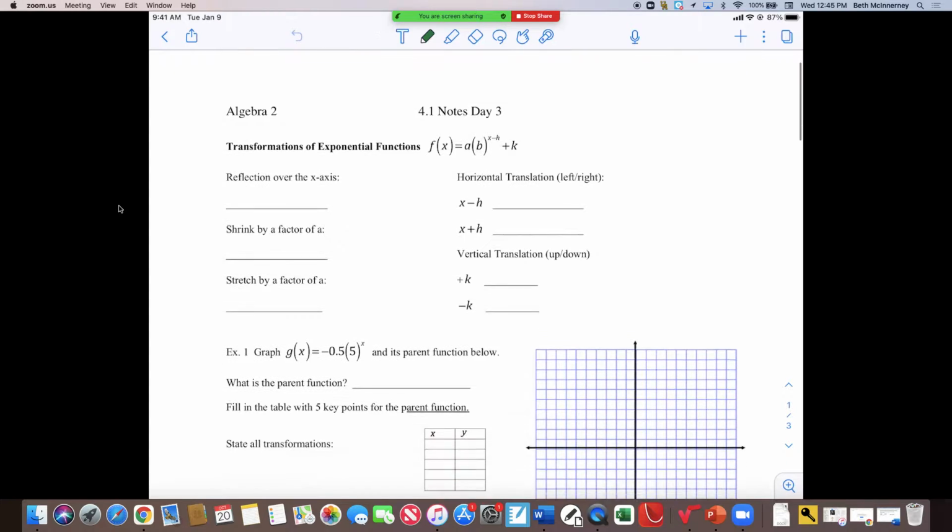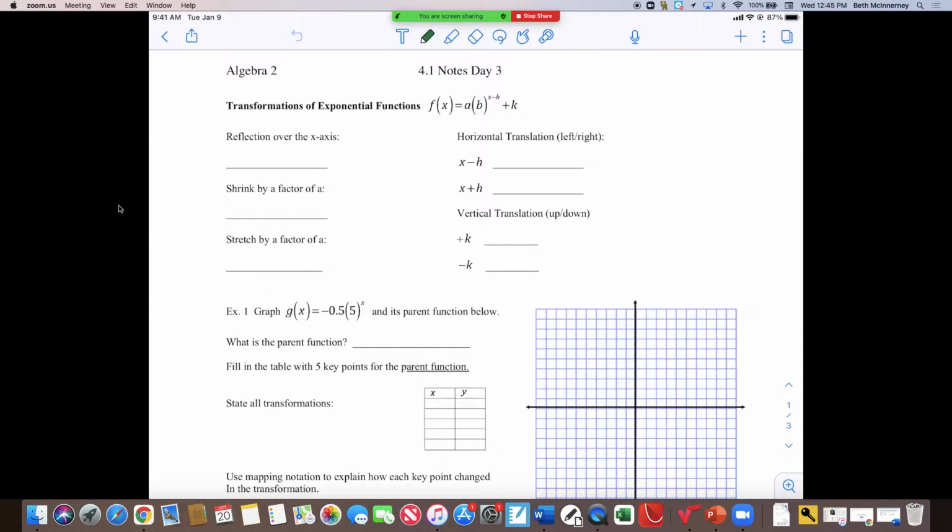We are going to just summarize what we've been doing. So if I have f of x equals a times b to the x minus h power plus k, in order to have a reflection over the x-axis, a is negative.